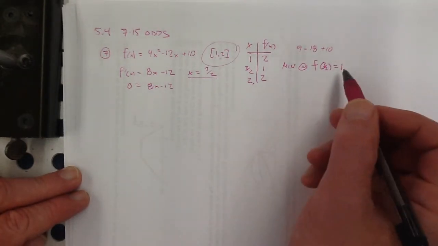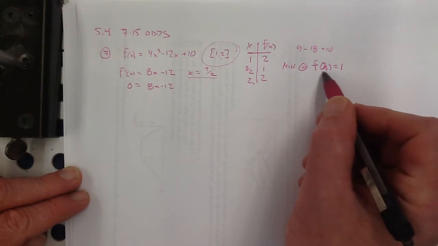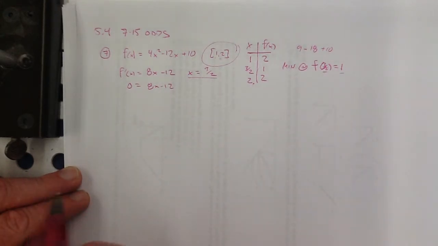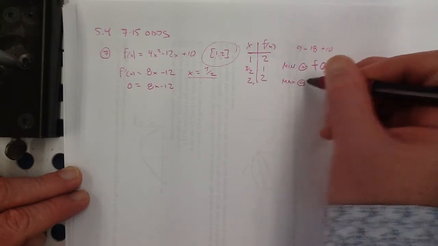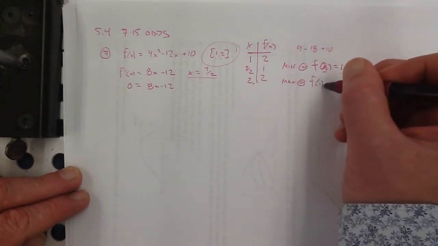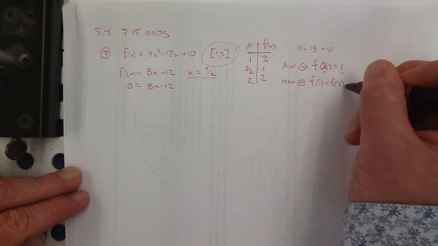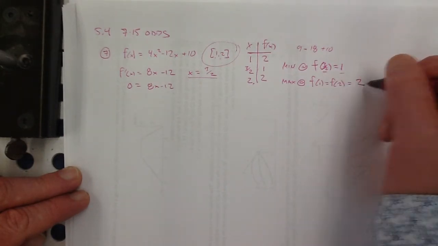So this is the way of reporting it where you have the x value and the y value. I think it's the safest way to do it. Maximum at f of 1, which is the same as f of 2, which is 2.